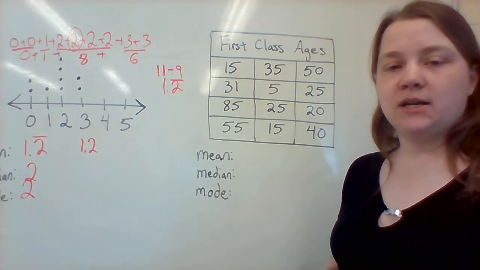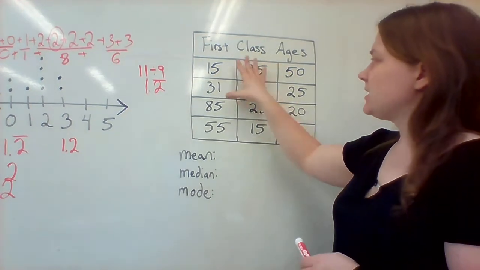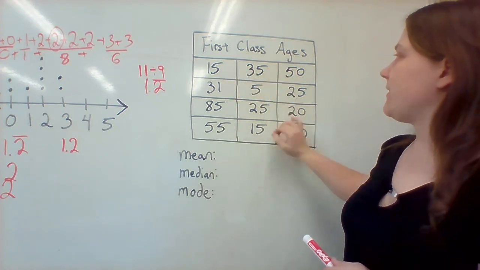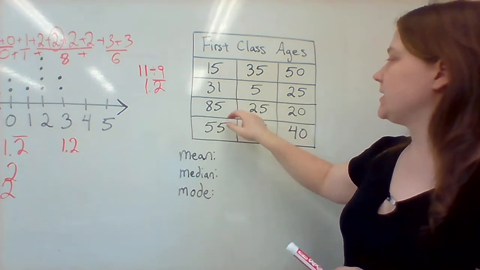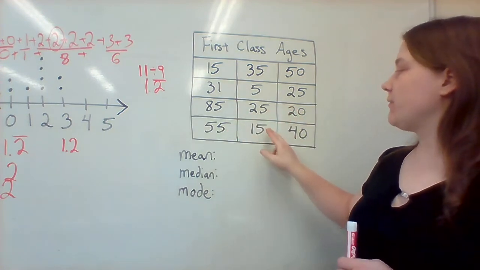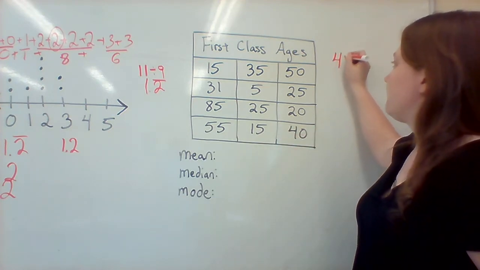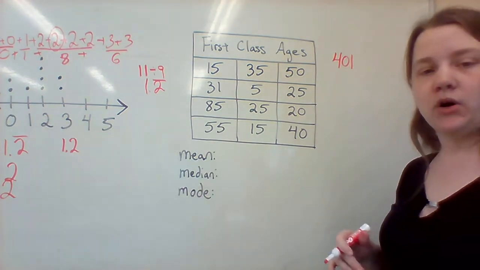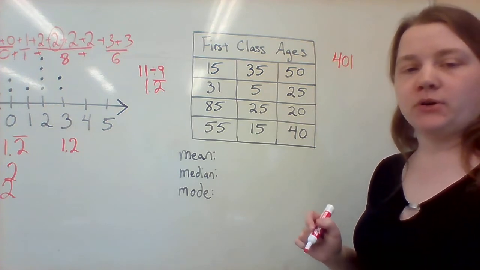In order to find the mean age, we're going to add up all of these numbers. So 15 plus 35 plus 50 plus 31 plus 5 plus 25 plus 85 plus 25 plus 20 plus 55 plus 15 plus 40 is going to get us 401 for our total of all the ages. So all of this together is going to equal 401.